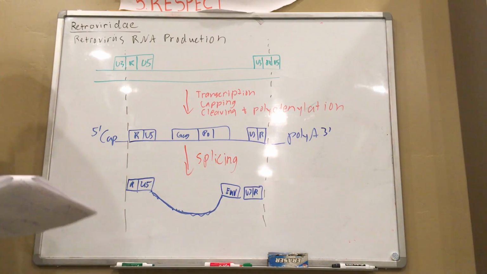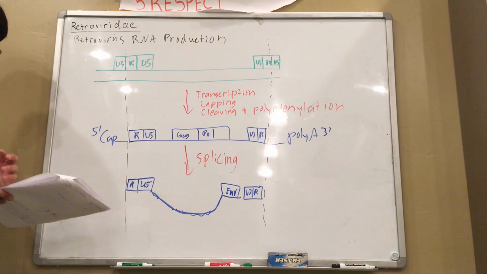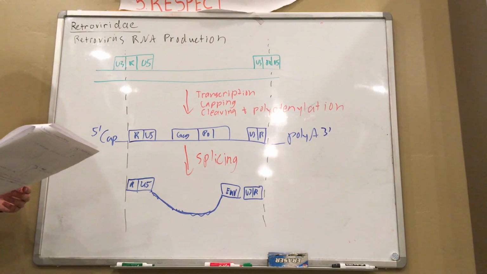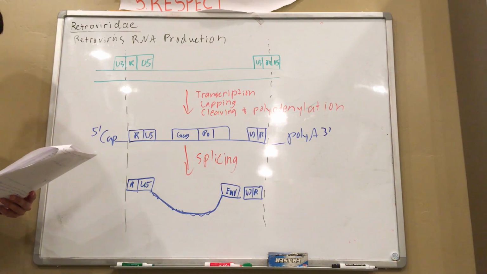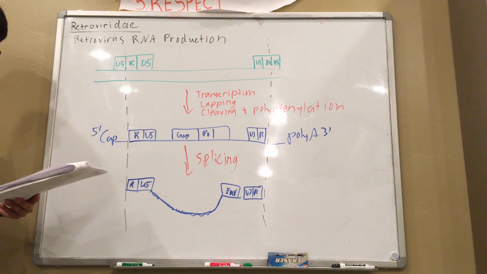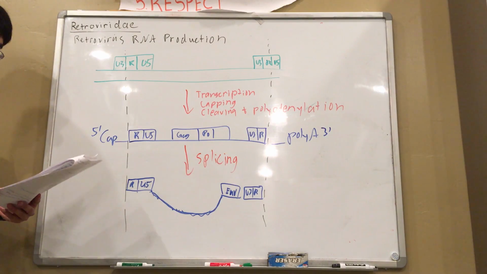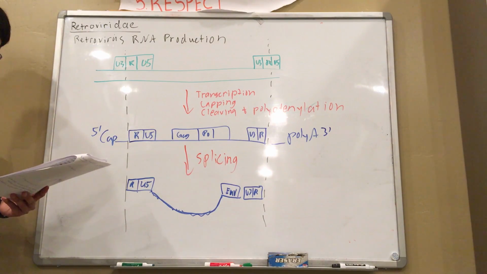Making GAG-Pol, the GAG-Pol fusion. So you want to make the GAG proteins and the Pol proteins. You don't need to splice. If you make the envelope proteins, you need splicing.